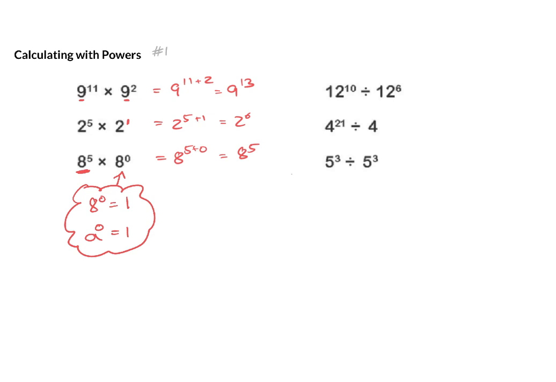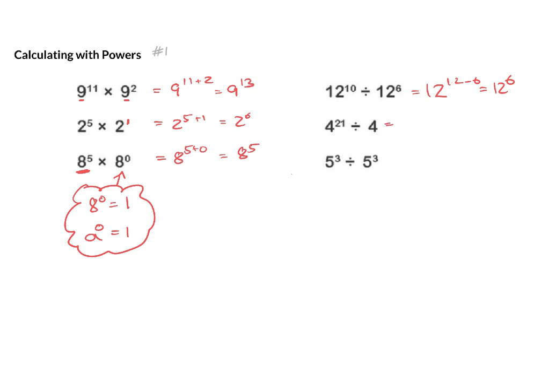Moving across to the other column, we have divisions here. So we have 10 to the 12 divided by 10 to the 6. When you do that, you are subtracting the powers. So it's 10 to the 12 minus 6. I don't know if I wrote 10 there, sorry. So it's 12 minus 6, and 12 minus 6 is 6. So the answer is 10 to the power of 6.